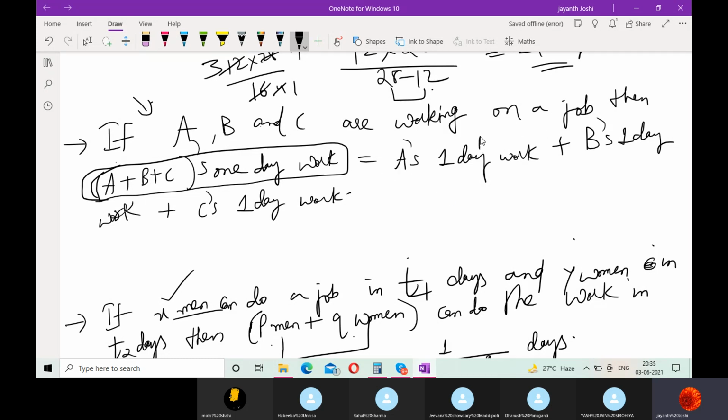Let's take this one day's work as X. Let us take it like this. If I frame this formula this way, A, B, C are working on a job. A takes X days to complete the job, B takes Y days to complete the job, C takes Z days to complete the job. So if I have to now say their combined work, what will be the answer?